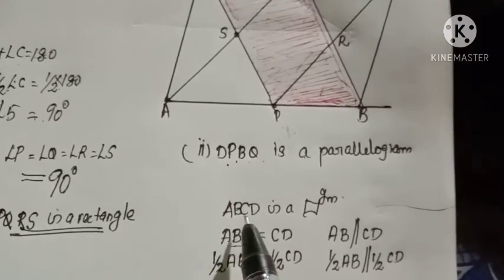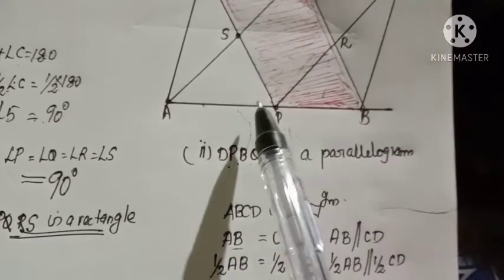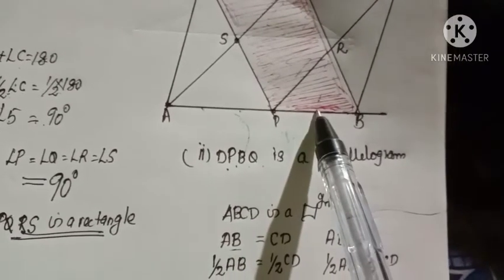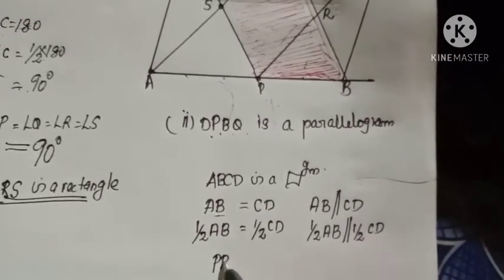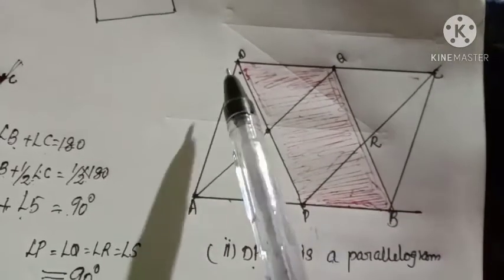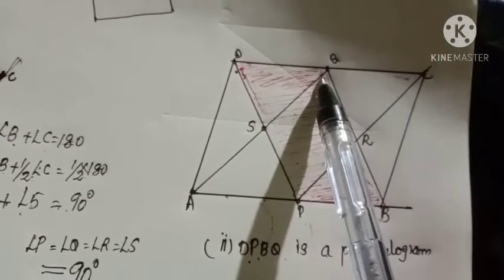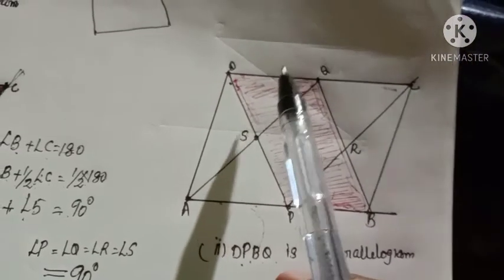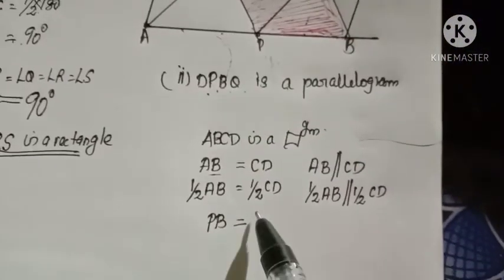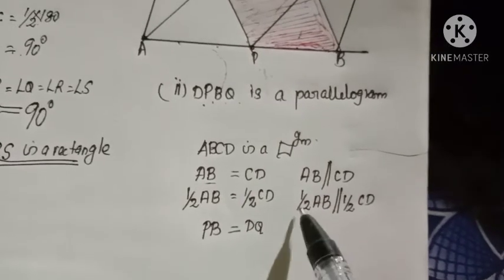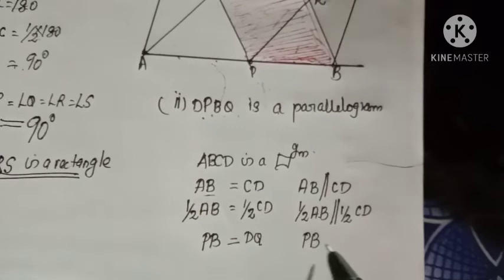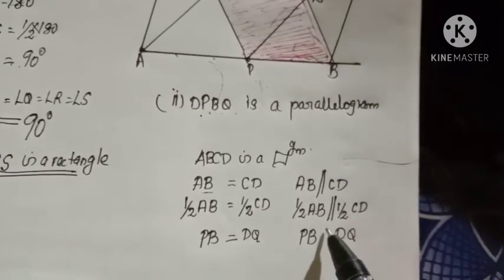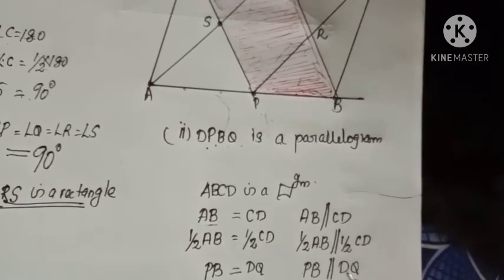Now look at the figure. What is half of AB? AP and PB. We need the PB part. So take PB equal to half of CD. Half of CD means DQ and CQ. Which one do we need? The DQ side. Okay, PB equal to DQ. Half of AB we can consider PB. Half of CD is DQ. So PB is parallel to DQ.